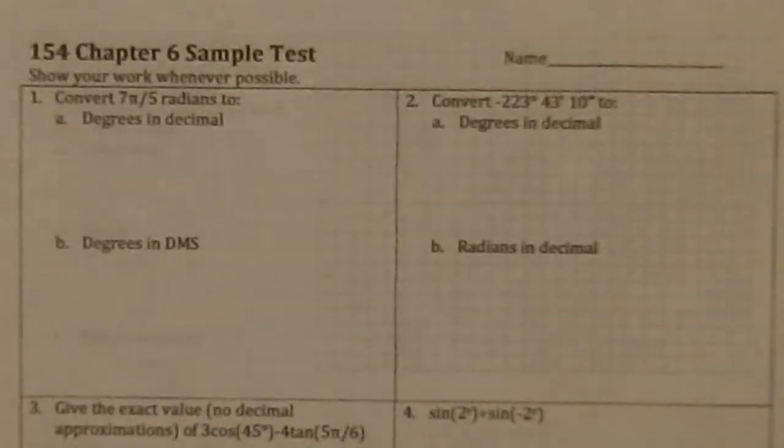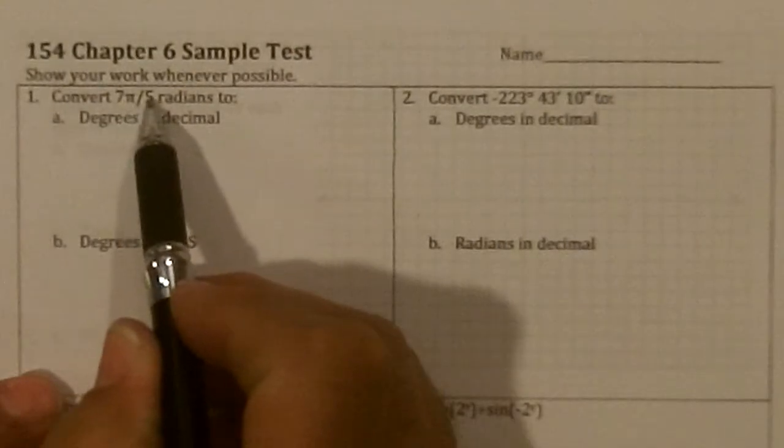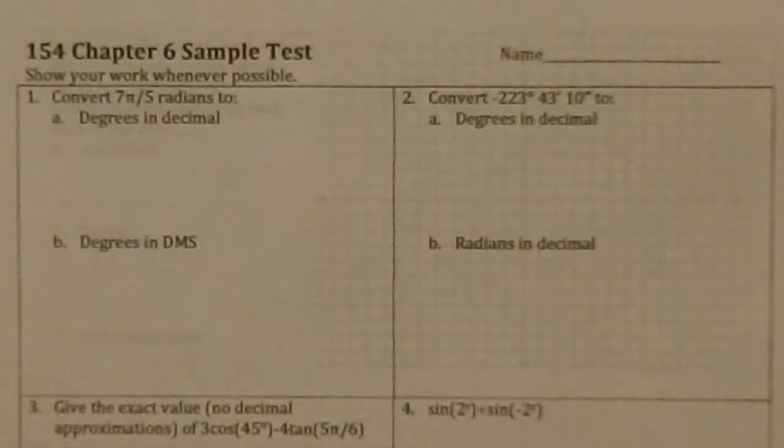All right, let's do the sample test. First question, convert 7 pi divided by 5 radians to degrees in decimal.